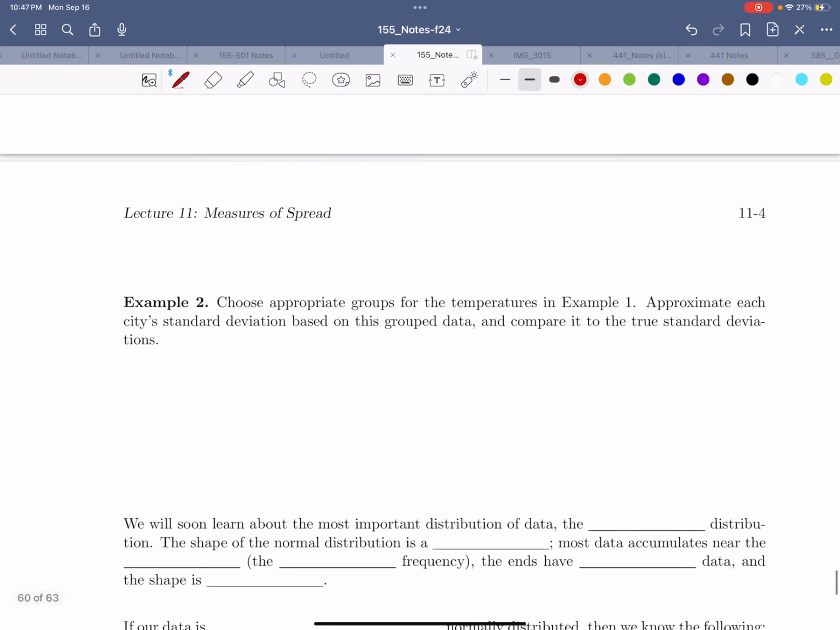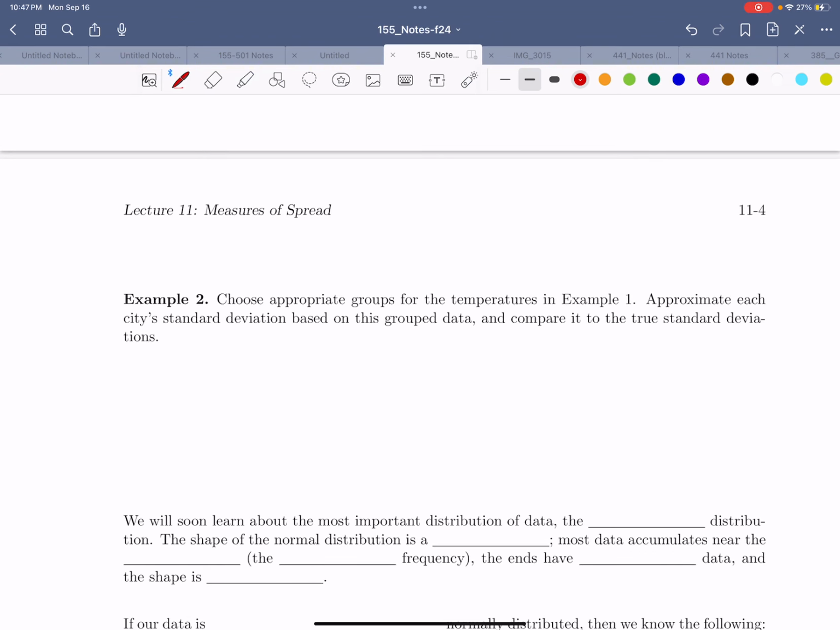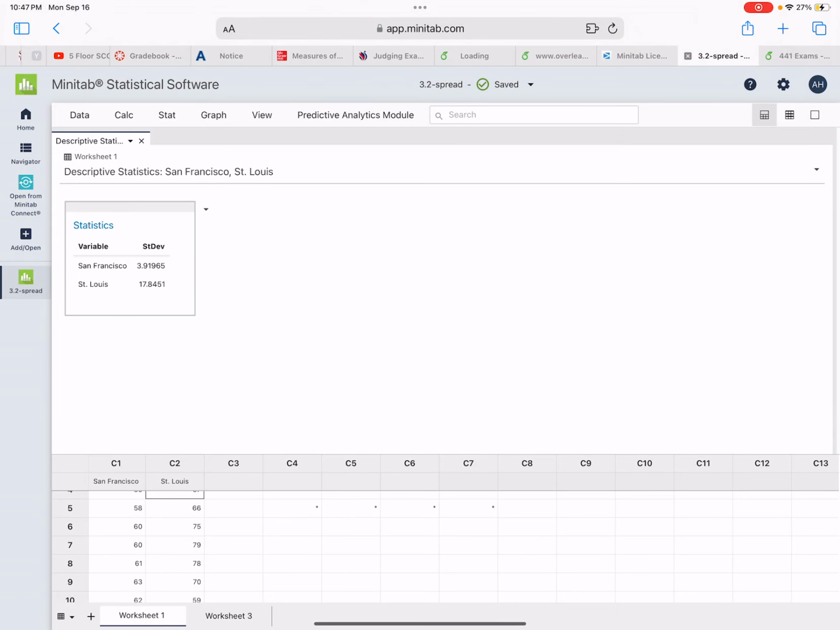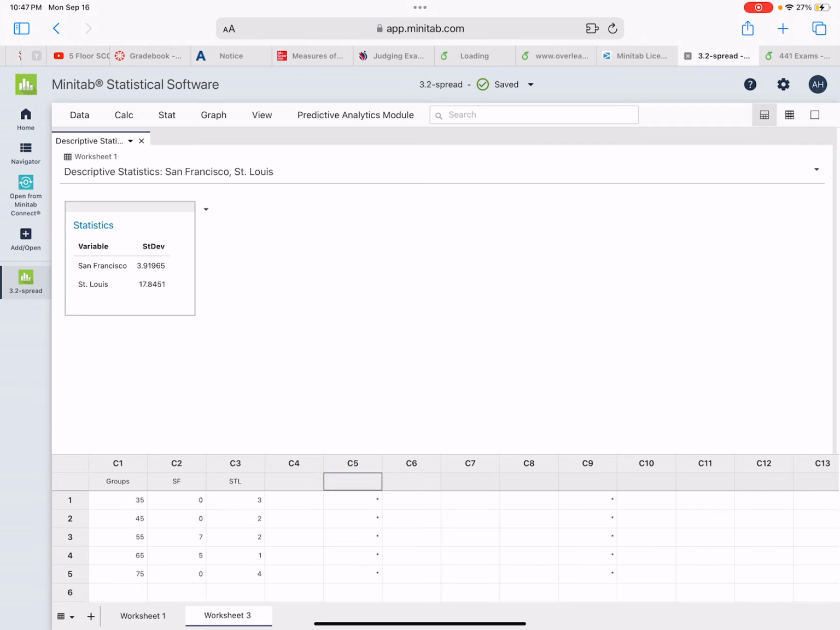All right. So let's do a quick example. Go into Minitab. Right. We've got the weather data. I went ahead and grouped it by tens, right? 30s, 40s, 50s, 60s, 70s. Then I already went ahead and found the midpoints. Okay. And let me call this guy right here, I'll call it SF group. Oh, I think I double spaced that.